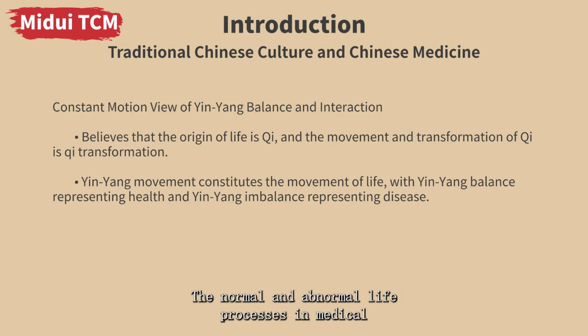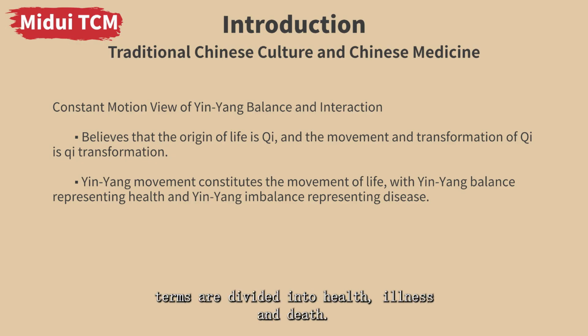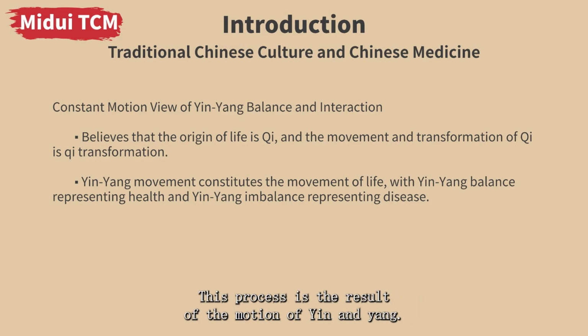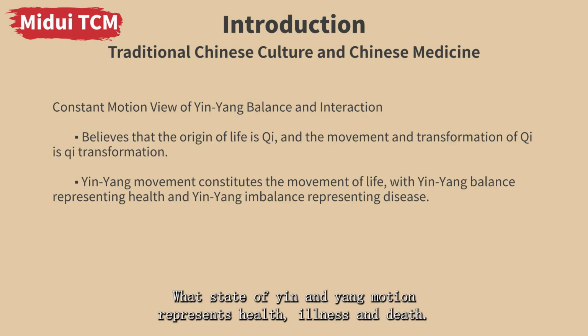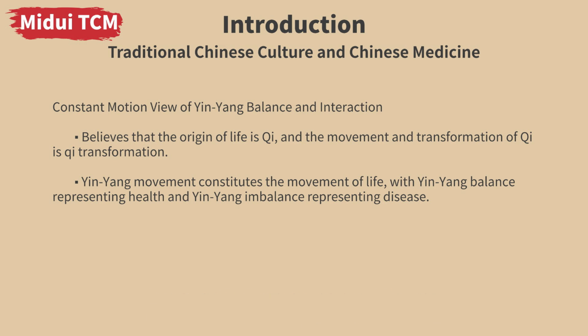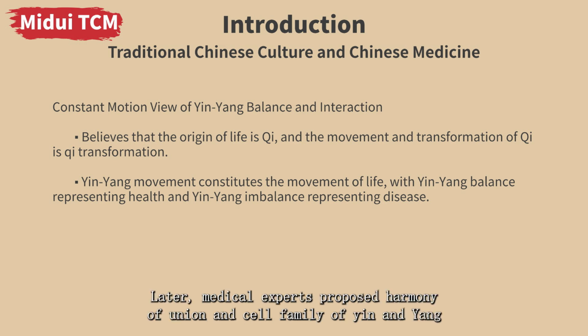The normal and abnormal life processes, in medical terms, are divided into health, illness, and death. There is also a state of subhealth. This process is the result of the motion of yin and yang. What state of yin and yang motion represents health, illness, and death? The Inner Canon of Medicine states that when yin is peaceful and yang is secretive, there is yin-yang balance. Later medical experts proposed harmony of yin and yang and self-harmony of yin and yang.